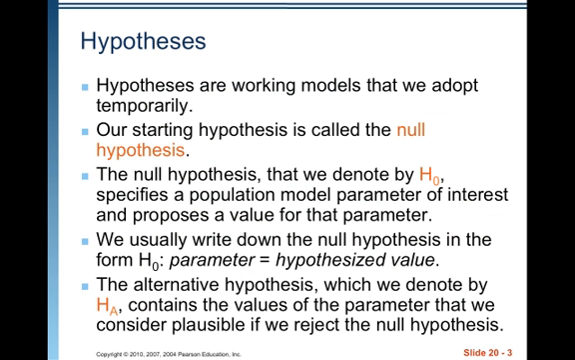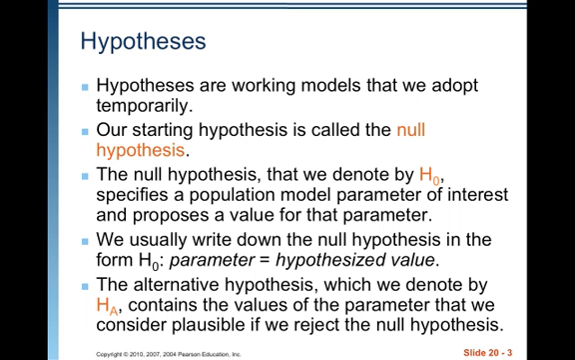Hypotheses are a working model that we adopt temporarily. Our starting hypothesis is called the null hypothesis. The null hypothesis that we denote by H0 specifies a population model parameter of interest and proposes a value for that parameter. Remember, we get a statistic from our data set, from our sample, that is an estimate of the parameter. So here we're proposing a value for that parameter. We usually write down the null hypothesis in the form H0, colon, parameter equals hypothesized value.